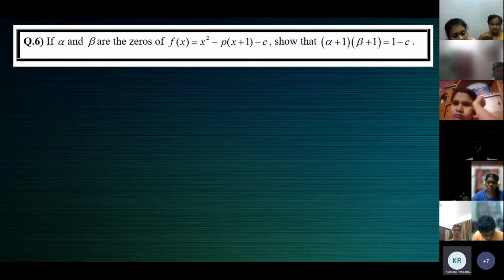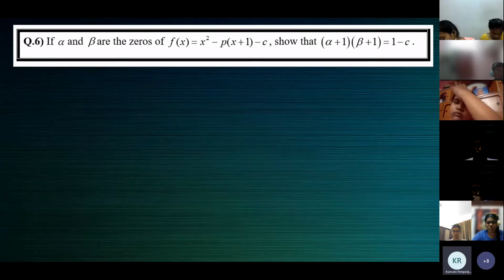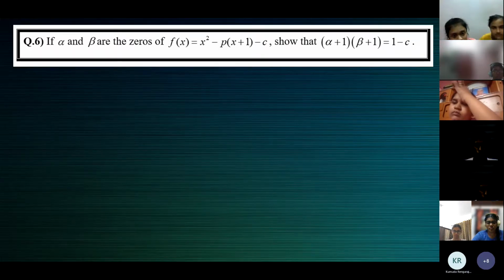Yes, my question is: is the given quadratic polynomial in the standard form? Is the given polynomial in the standard form? Can you see one x square term? Can you see one x term? And can you see one constant? Yes, ma'am.